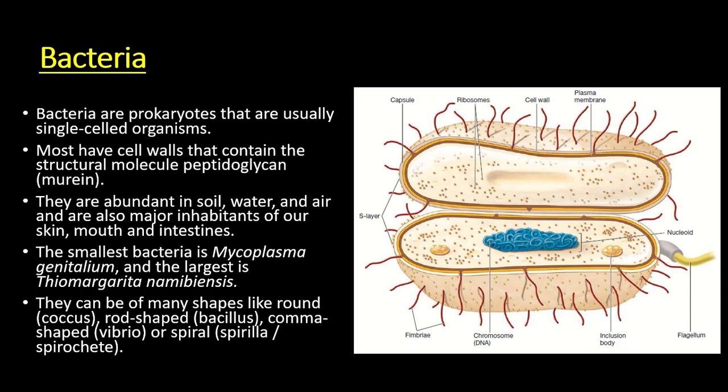The smallest bacterium is Mycoplasma genitalium, and the largest is Thiomargarita namibiensis. Mainly, bacteria can be found in many shapes like round, which is coccus, then rod-shaped bacillus, then comma-shaped vibrio, or the spiral-shaped spirilla or spirochete.